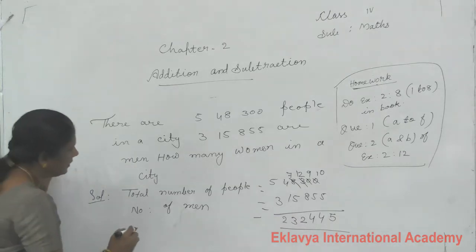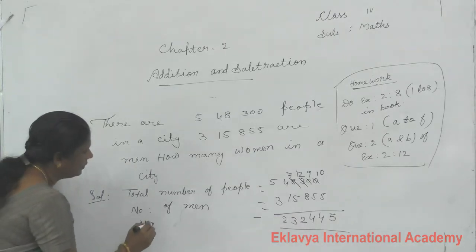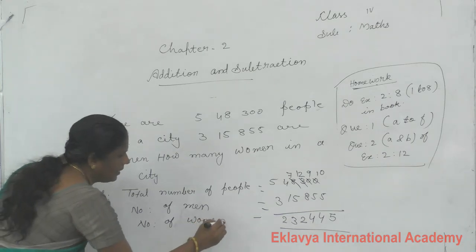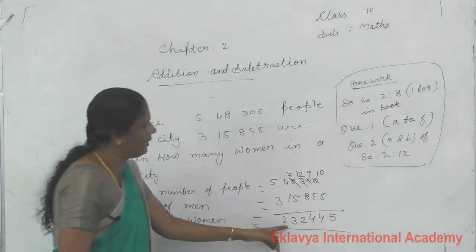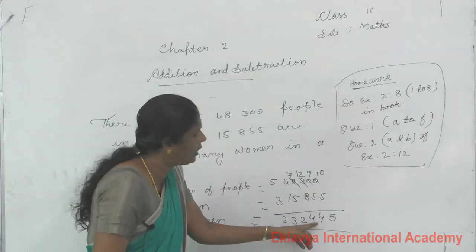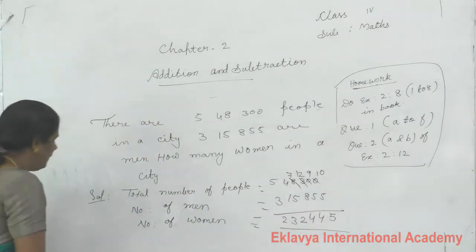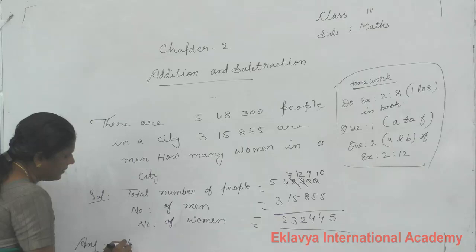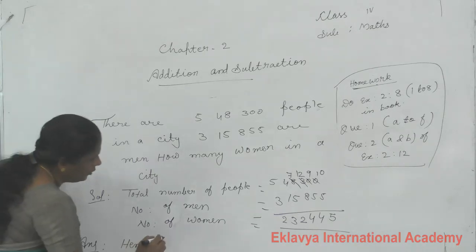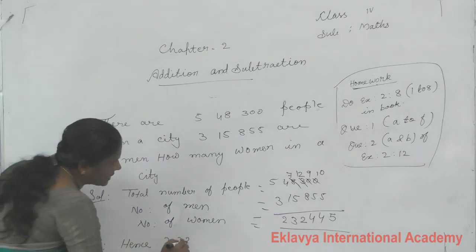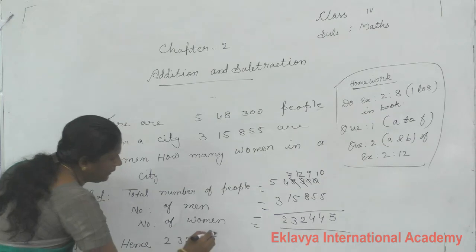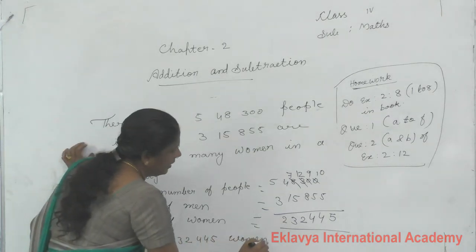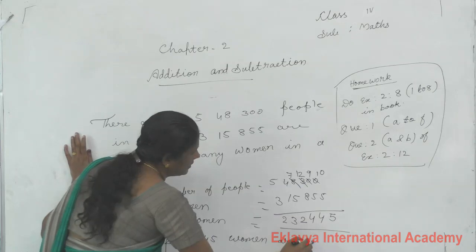What do you write? The number of women is equal to 2,32,445. Then final answer: hence, 2,32,445 women are in a city.